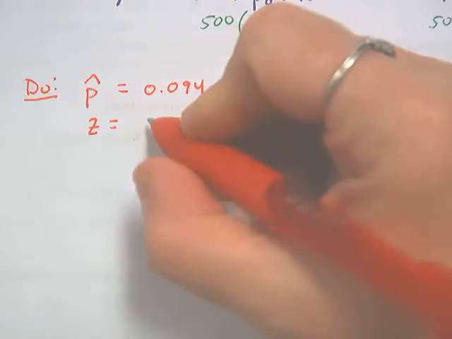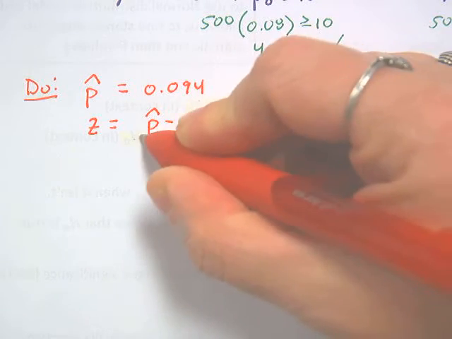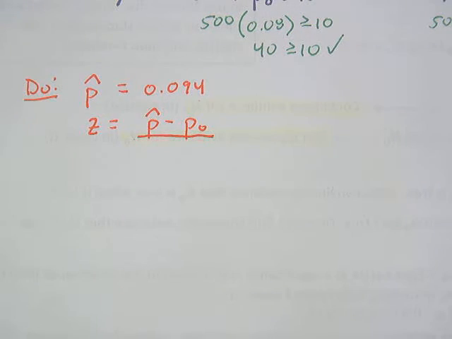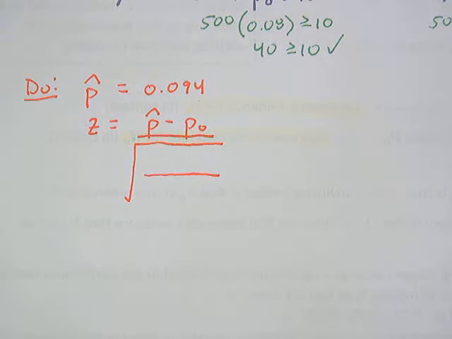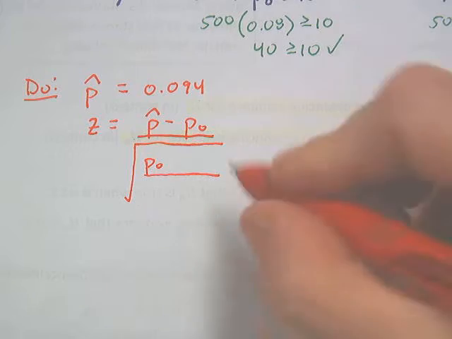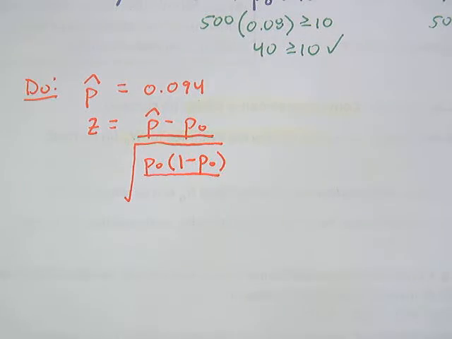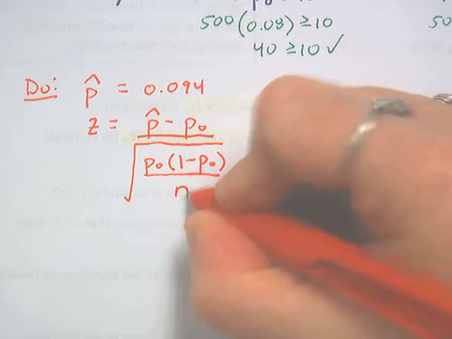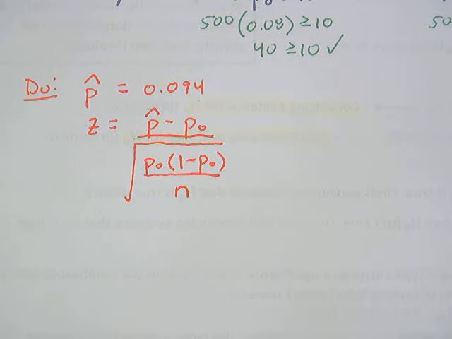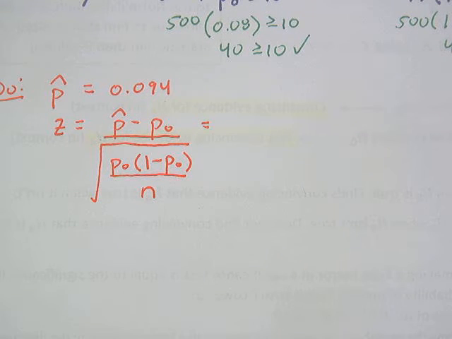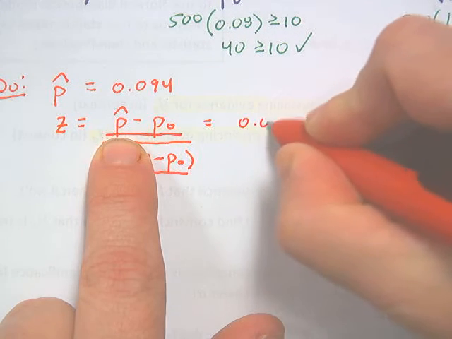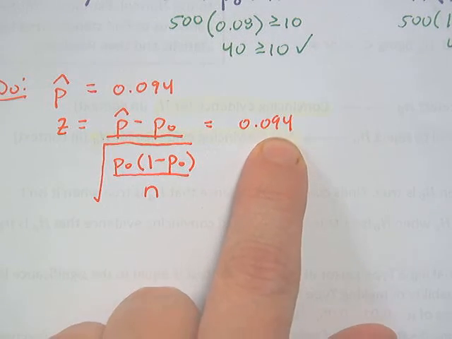There's a formula for z, and it says this. P hat minus p null divided by the big square root of this fraction. And the fraction is p null times 1 minus that, all over the sample size n. We know all of that stuff. So yeah, you're filling up the page with writing, but if you just take it one little step at a time, it's not hard. So we know that p hat is 0.094. 9.4% of the sample potatoes were bad.